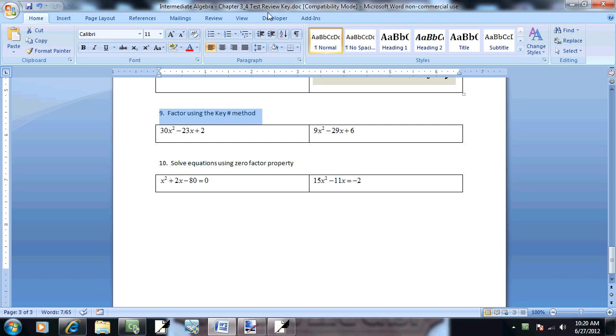Let's take a look at problem number 9. Factor using the key number method. Now again, on these factoring ones, I'm not going to tell you which method to use, but in the study guide, I'm telling you which types you need to know for the test. On the test, it'll just say factor. You have to determine the type.